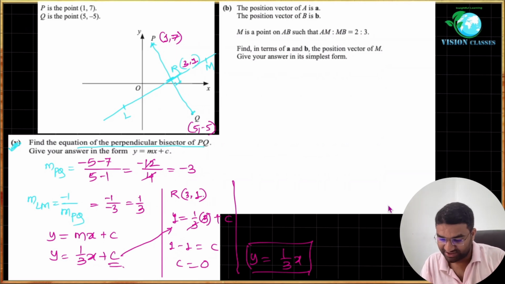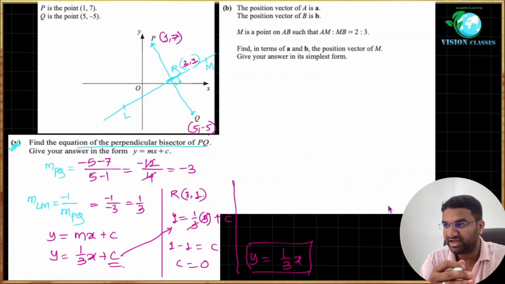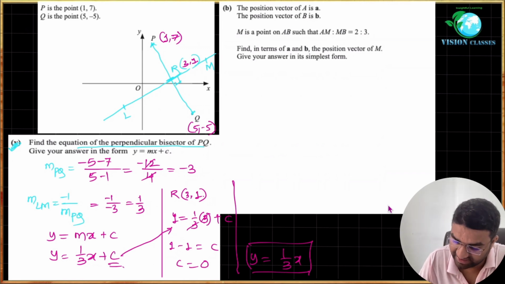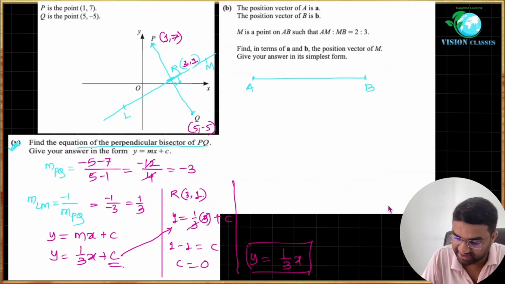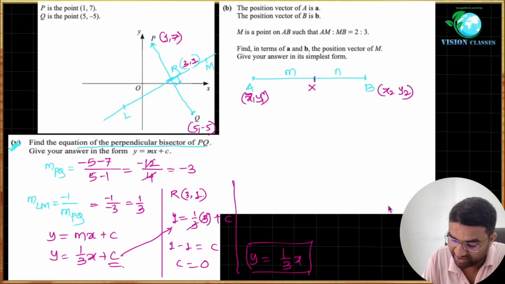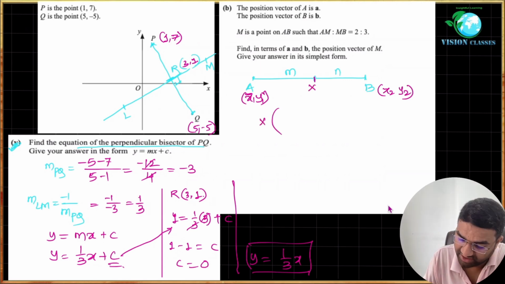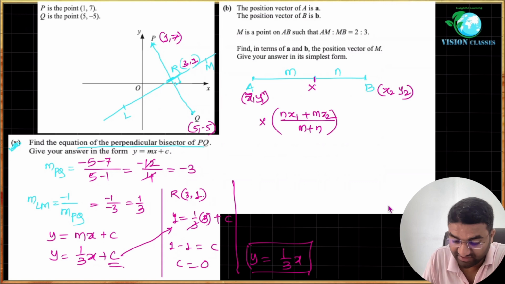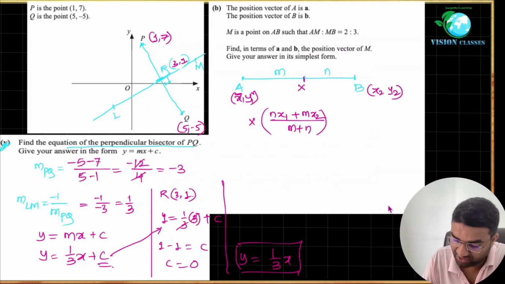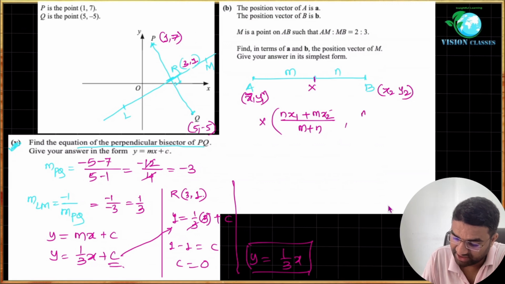Fine. Then the next one is division of any line in the form of ratios. Okay. So suppose, let's say, this is the line AB, right? And this is divided in the ratio m is to n. Fine. And here A is x1, y1 and B is x2, y2. So to calculate this point, let's say X, we can use the x value: n x1 plus m x2 upon m plus n. This is the x coordinate of X. Fine. And then the y coordinate will be n y1 plus m y2 upon m plus n.